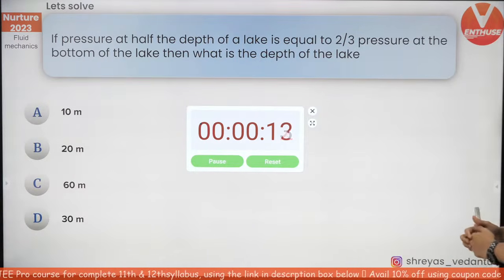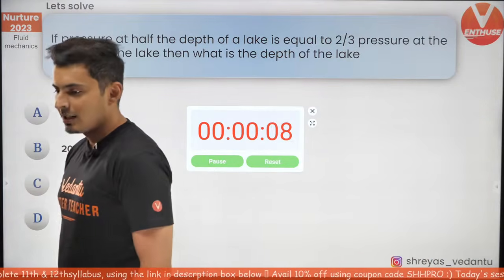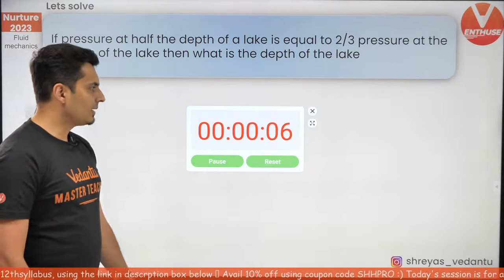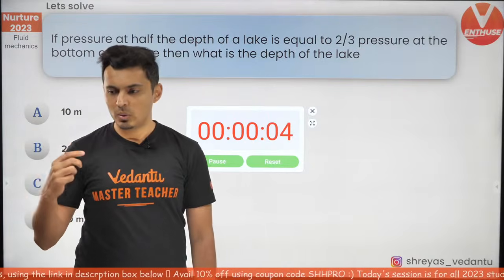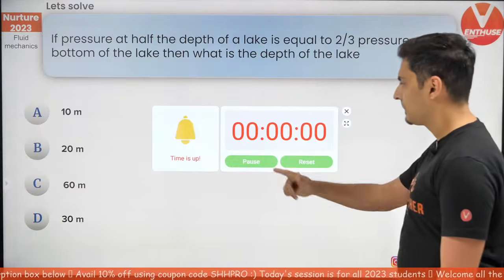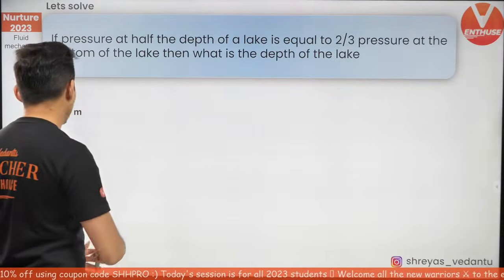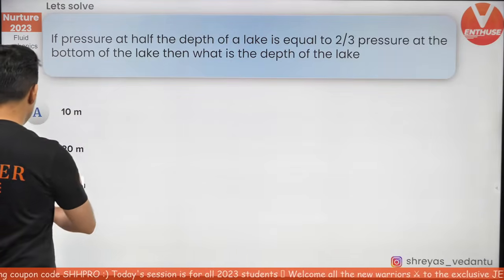Come on. Let's see how many of you can do this question. 10 seconds to go. Let's see how many of you can do this. 5, 4, 3, 2, and there we go. Time is up. Looks like not many people could make this, but okay, let's solve this together.